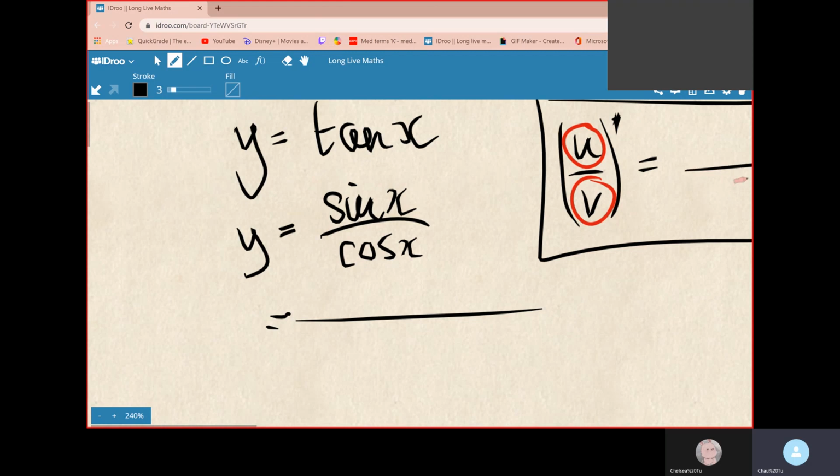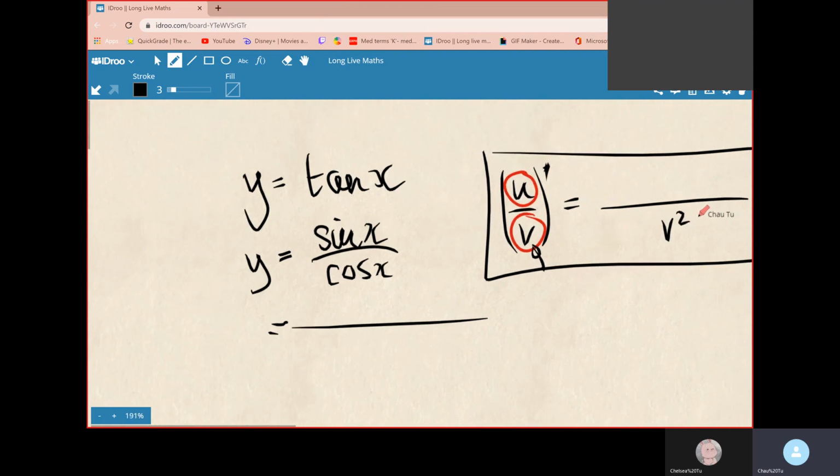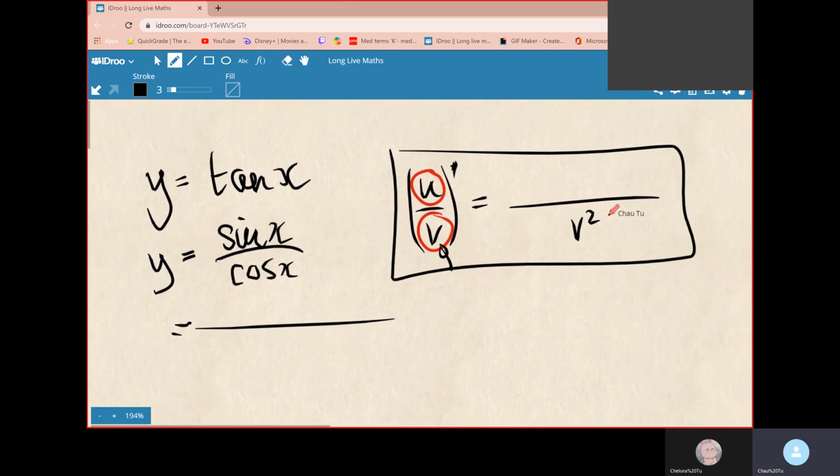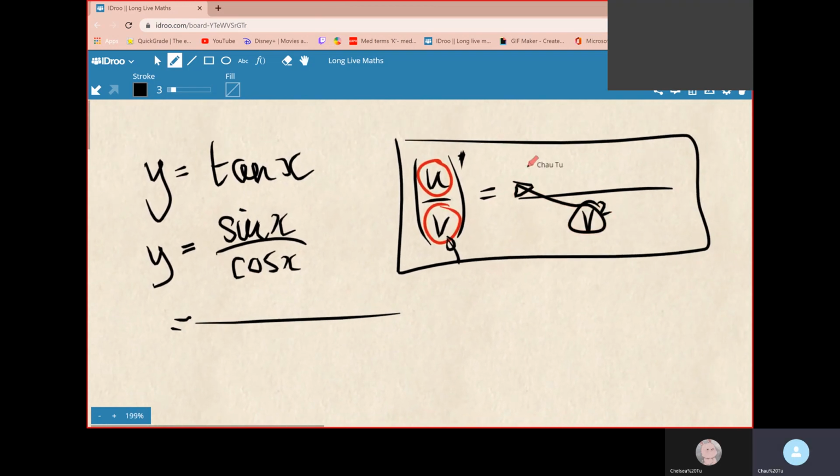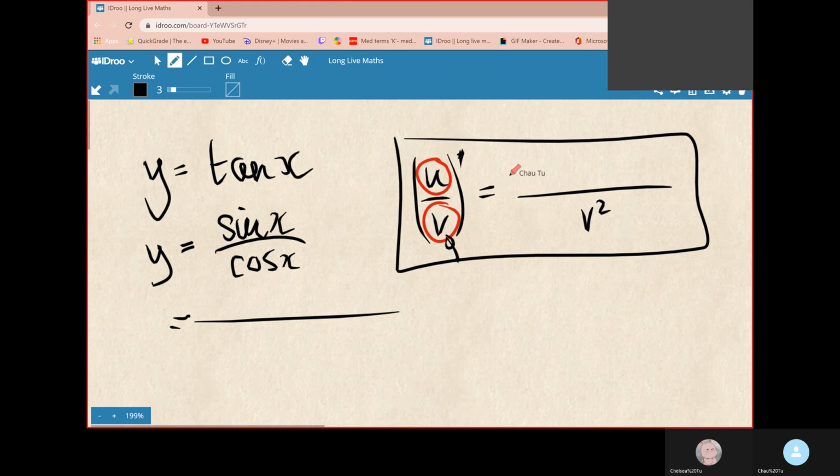Okay. If you scroll to the right or zoom out slightly, the quotient rule says that you square the denominator, and then the v stays the same, and then you differentiate the top, and then you take away, and then you differentiate the bottom, and then you leave the u alone.